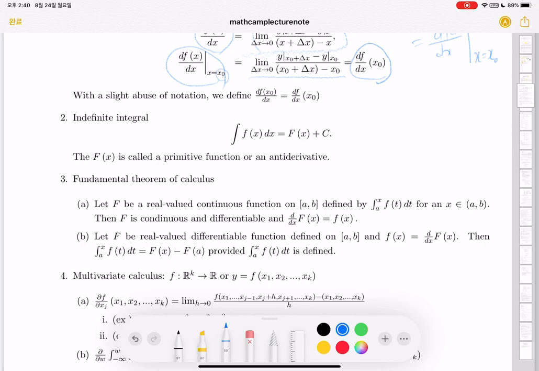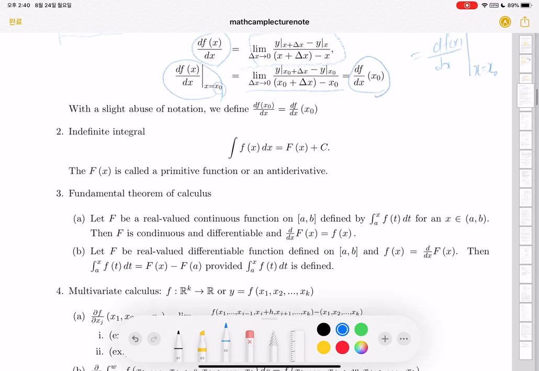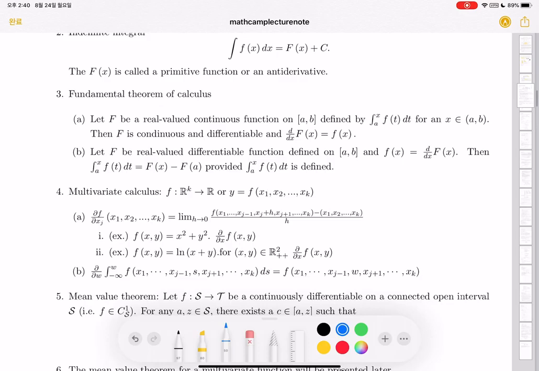I hope you know what an indefinite integral is. And the fundamental theorems of calculus: there are two fundamental theorems of calculus. It's the relation between first order derivative and integral. Okay.